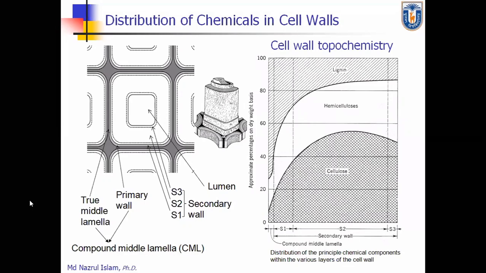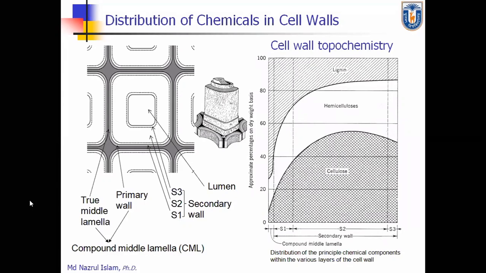So on the x-axis, you will see the compound middle lamella at the beginning, then S1, then S2, and S3. S2 is 85% of the cell wall, so that is the biggest area. Then S3 is smaller, S1 is also smaller, and the compound middle lamella is also small. Here we didn't divide into true middle lamella and primary wall; we are combining them and saying compound middle lamella. And you will see most of the portion in S2 is cellulose.